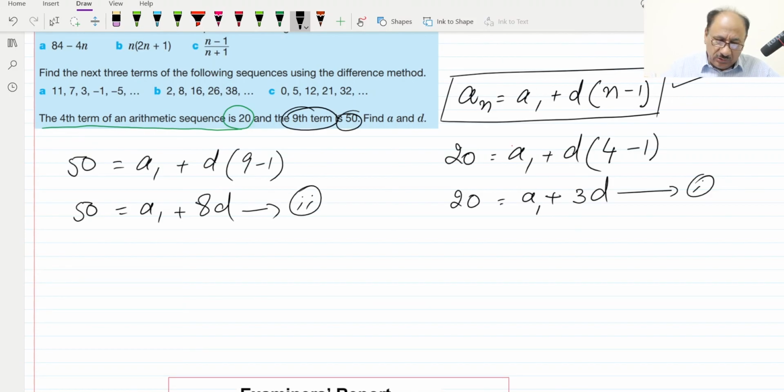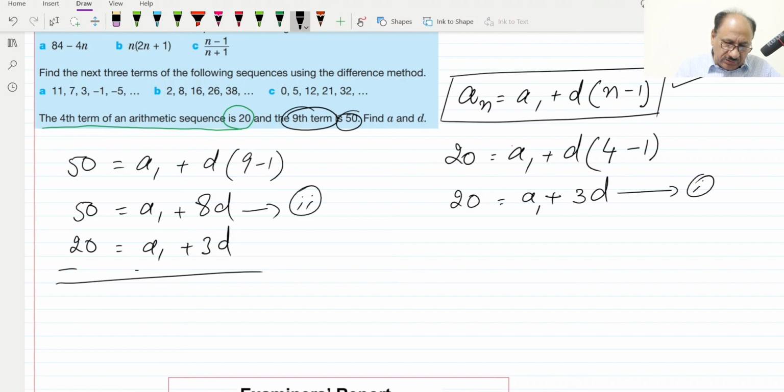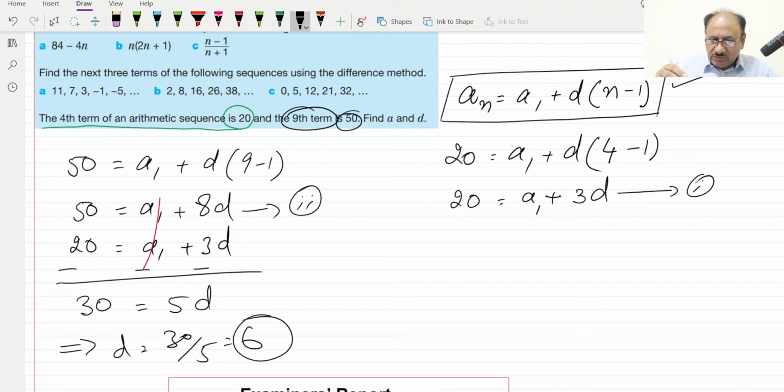And these two equations we can solve simultaneously. We write 20 is equal to a1 plus 3d, and now we can subtract by changing signs. After changing signs we can cancel these two, and we will get 30 is equal to 5d. This implies d is equal to 30 over 5, which is equal to 6. So 6 will be the value of d.